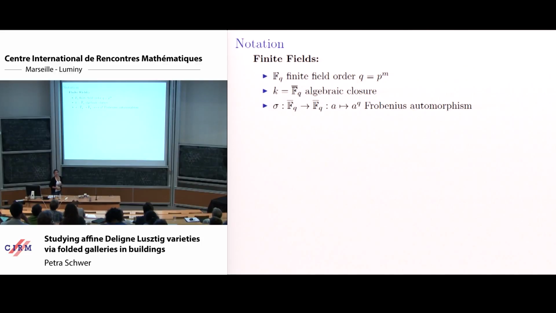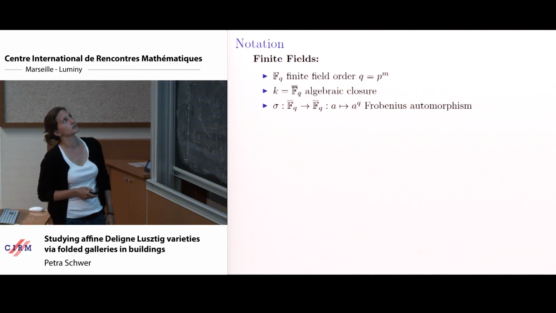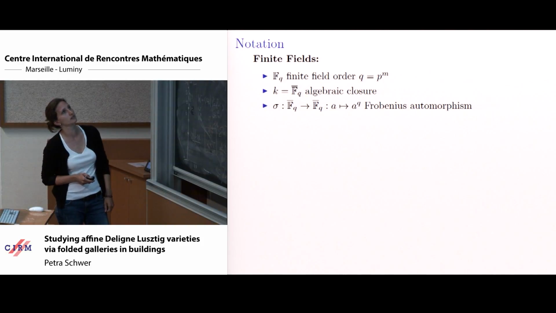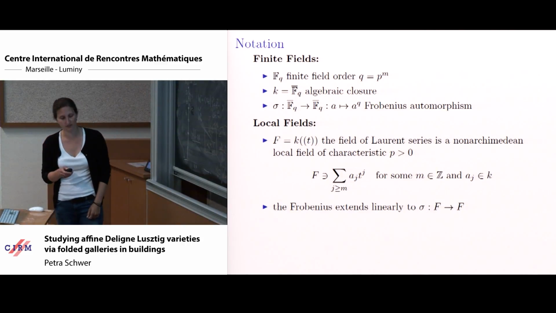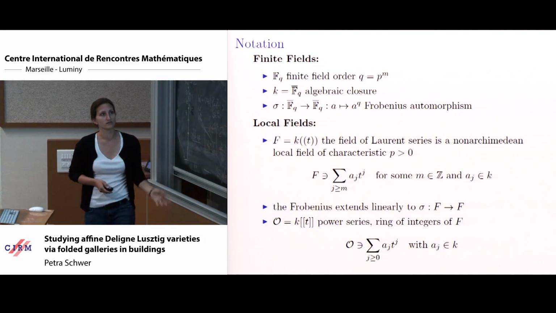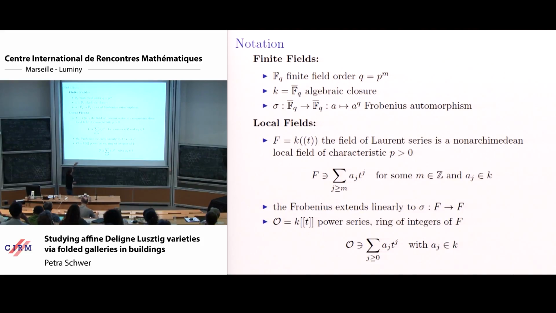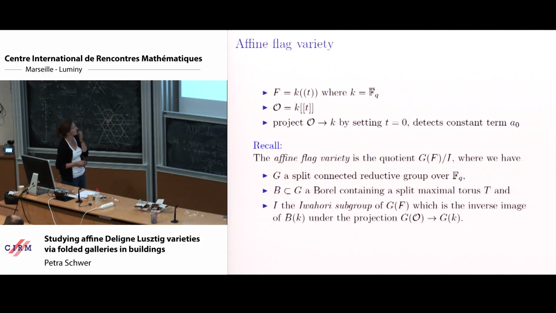But in order to give you the precise definition of an affine Deligne-Lusztig variety, we need some notation. We've already seen in the very beginning that we're looking at G over F_q bar((t)). K is the algebraic closure, just to make notation shorter in the following. We have the Frobenius, and then we can extend this to the Laurent series with coefficients in K. This Frobenius also extends to the Laurent series. We can look at the valuation of F, and as its ring of integers, obtain the power series, so the elements in here are for indices bigger or equal than 0. And with this, we can define the affine flag variety in which these affine Deligne-Lusztig varieties live.